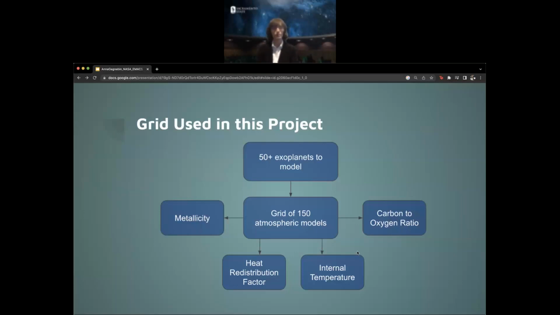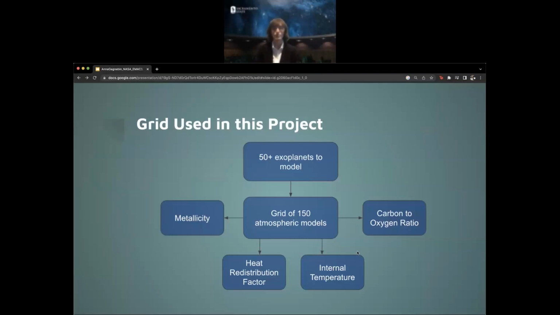And then I'm also changing the heat redistribution factor. That's just a measurement of essentially how much energy is lost from the star on the planet to the night side of the planet. So we're considering that these planets are tidally locked. A value of 1 would mean that we're modeling the day side, there's no energy lost to the night side. A value of 0 would mean that we're modeling the night side. And then 0.5 would be an average over the entire atmosphere.